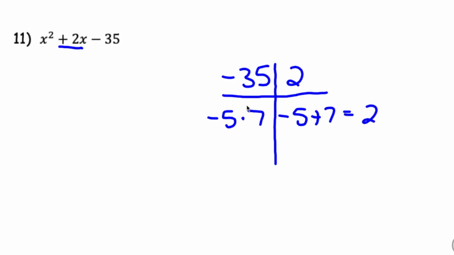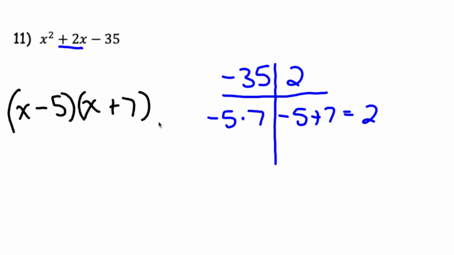We are ready to put this back in factored form. So two sets of parentheses. They're both going to start with an x. And then one will start with a negative 5, so minus 5. The other one is a positive 7, so plus 7. And that is your final answer for number 11.